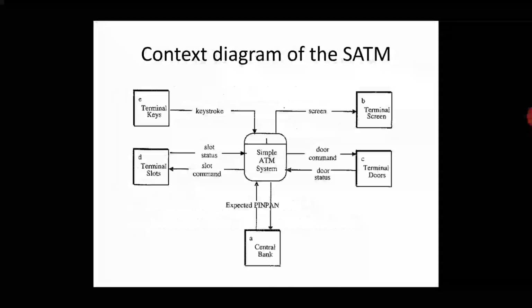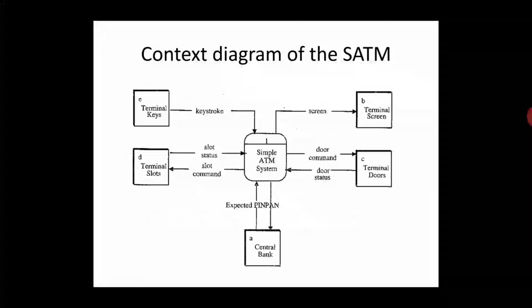We have an example here, the context diagram of this SATM. This also you need to practice. So a simple ATM system is there. Under that we have different parts. First thing is the central bank, which is bidirectional. It will expect the PIN, the personal identification number, and then the PAN. B is the terminal screen, C terminal doors, D terminal slots, and E terminal keys. Different approaches are there here.